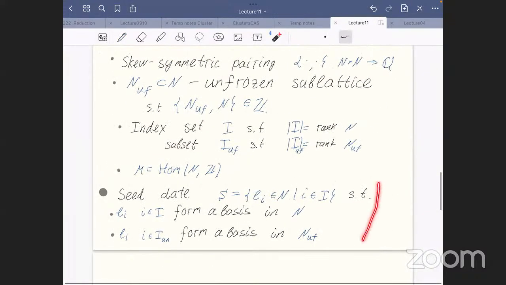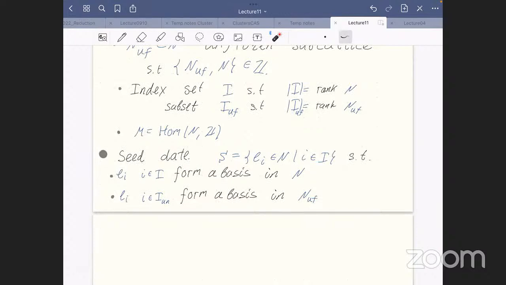This is just the combinatorial part of the seed. Of course, later I will say also about variables. One can ask what is the relation between this combinatorial data and the combinatorial data which we used in the original definition, and the relation is as follows. Remark. We can take the matrix B_ij to be the pairing between e_i and e_j. And it is antisymmetric. And what else? It is an integer whether i or j is unfrozen.